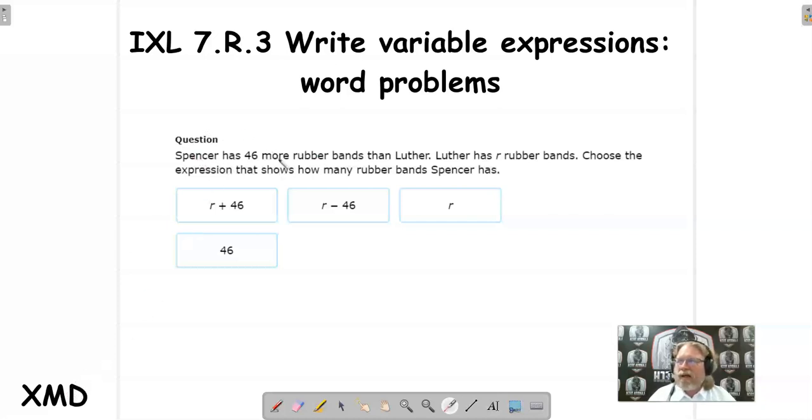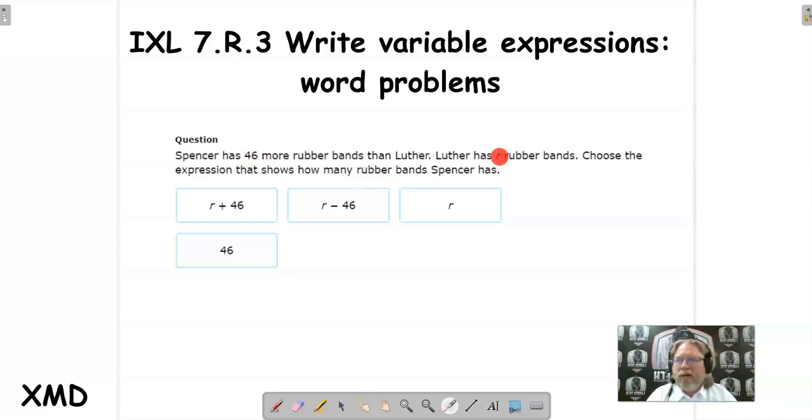It says that Spencer has 46 more rubber bands than Luther. Luther has R rubber bands. Choose the expression that shows how many rubber bands Spencer has. So our selections are R plus 46, R minus 46, just R, or 46. Whenever we look at word problems, many times we look for the numbers that are important in it, right? And so we know that the 46 is going to come into play there.